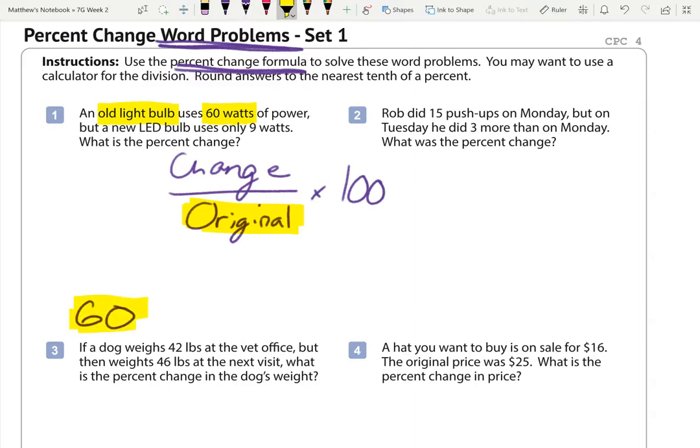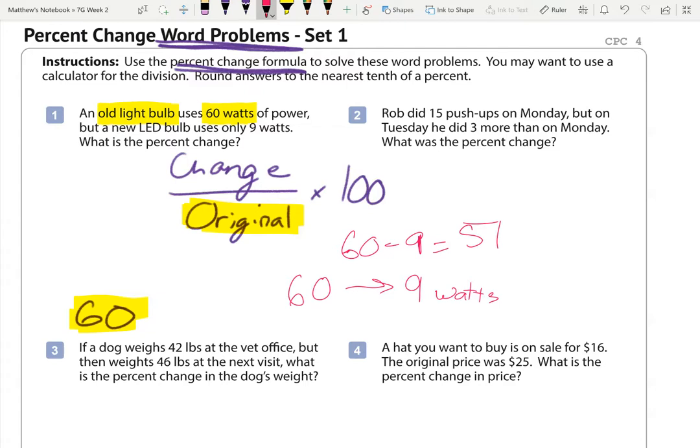But a new LED bulb uses only 9 watts. Oh my goodness, that's quite a change. So I'm going from 60 watts over to only 9 watts. Okay, so we're going to be doing 60 minus 9, because that's going to be the difference between 60 and 9, right? Excuse me, yeah, we need to do that. We need to do 60 minus 9. I was thinking about something else here.